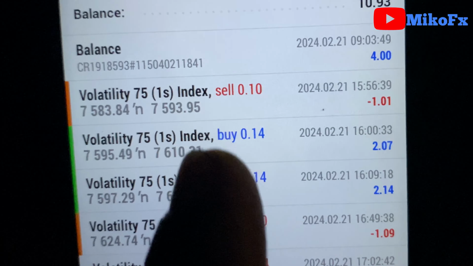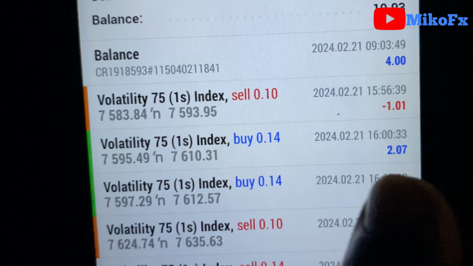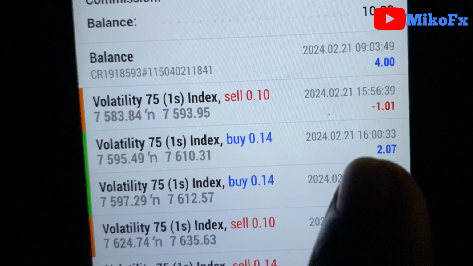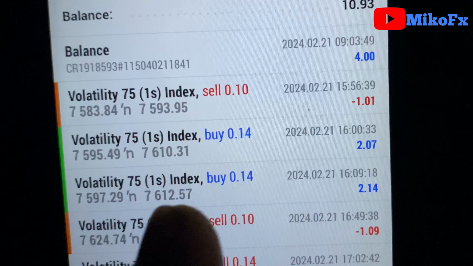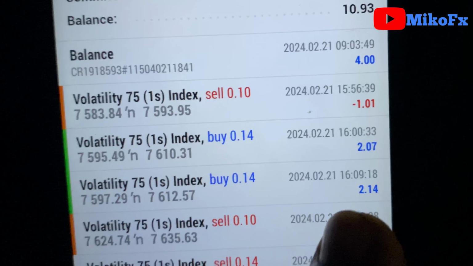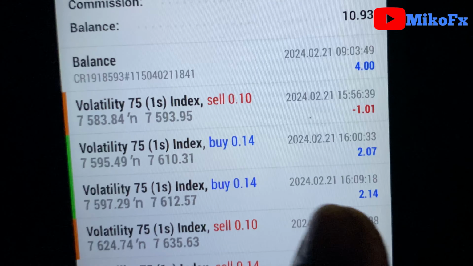Okay. Now on the second trade, I pursued a risk reward ratio of 1:2. I achieved that. So at this point, I was already on a profit of $1, okay? And the third trade closed on profit. I pursued a risk reward ratio of 1:2, which I was able to achieve.